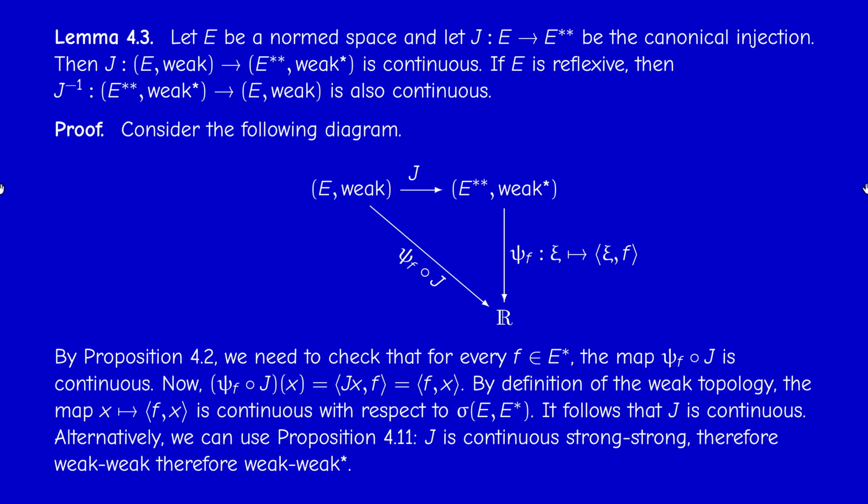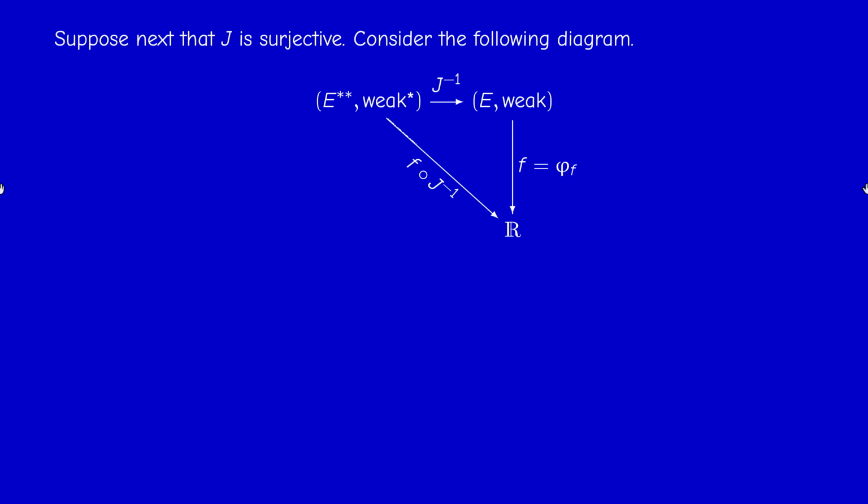Okay. Now the converse. If J is surjective, so J minus 1 exists, and now I need to prove that J minus 1 is continuous. So again, I use proposition 4.2, but the set equipped with the smallest topology is here E weak. So to prove that J minus 1 is continuous, I need to prove that phi f of J minus 1 is continuous, where phi f is just f. Okay? Because the weak topology is the smallest topology, making all f in E star continuous.